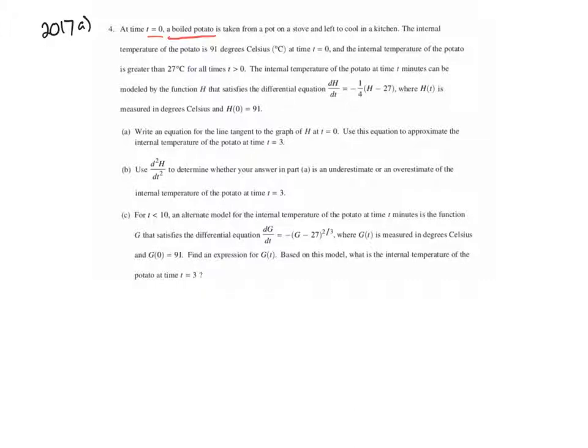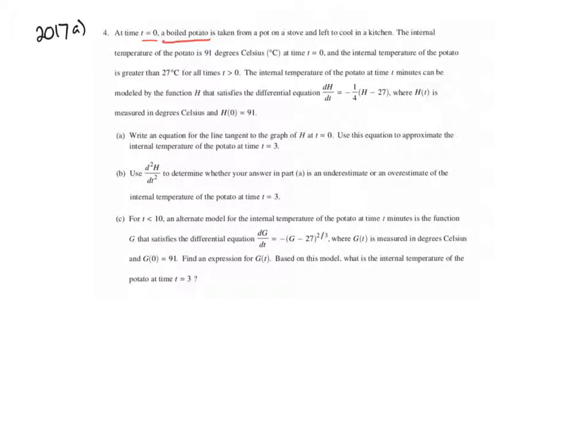And left to cool in the kitchen. The internal temperature of the potato is 91 degrees at time 0. So 91 degrees at time 0. Maybe we want to take that and just write it off to the side here. (0, 91) is a point.